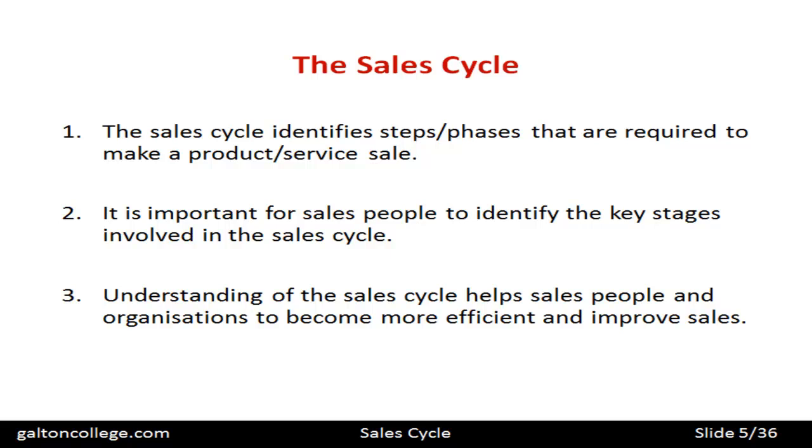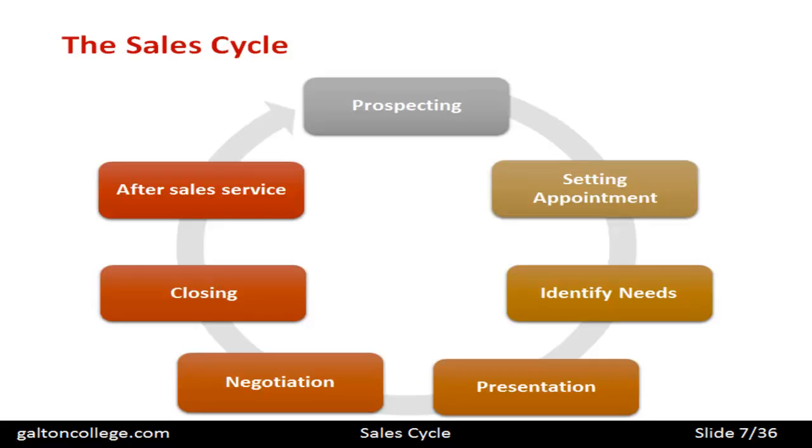So let's see what these various phases are. We could represent it in this type of diagram where we have at the top prospecting, then we have setting an appointment. We'll talk about these later. Then we have identifying needs, presentation, negotiation, closing, and after sales. So we've gone round in this cycle. We've started with prospecting, go all the way around to after sales, and after sales is the final stage, and then it goes on to a new product where we start prospecting again.